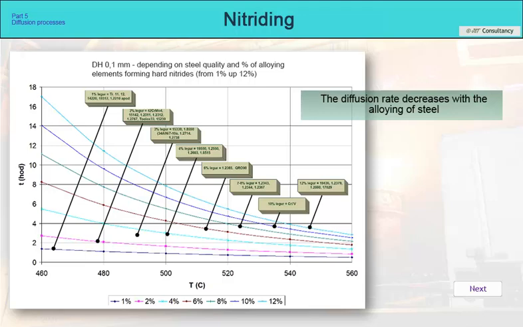The graph shows diffusion curves for variously alloyed steels and for various nitriding temperatures. The individual curves are calculated depending on the sum of the content of nitride-forming alloying elements in the steel from 1 to 12%. If for pure carbon steel we need only 1 hour of nitriding at a temperature of 500 degrees Celsius to achieve a diffusion depth of 0.1 millimeter, then for steels with 12% chromium, this time will be 8 hours, which is 8 times longer.